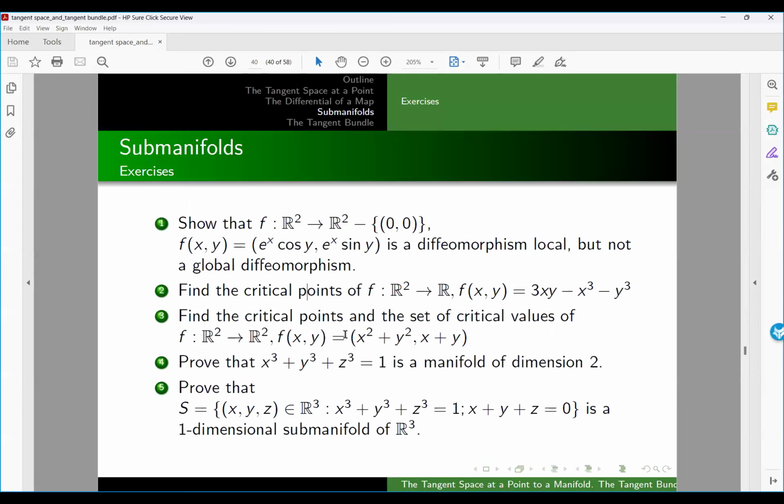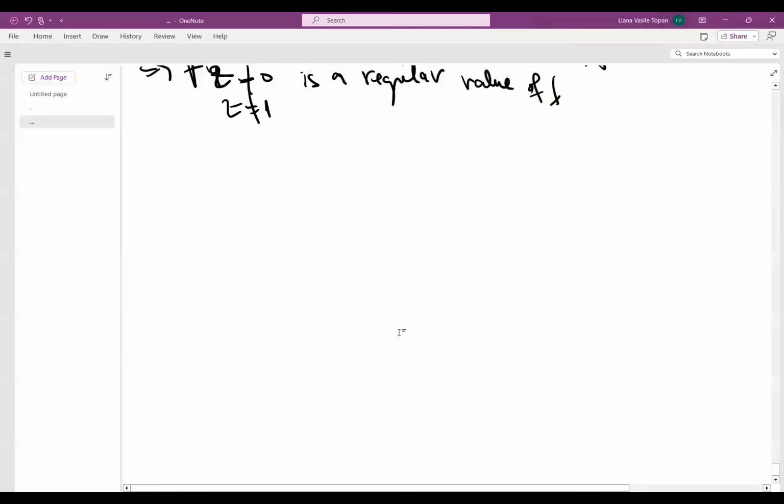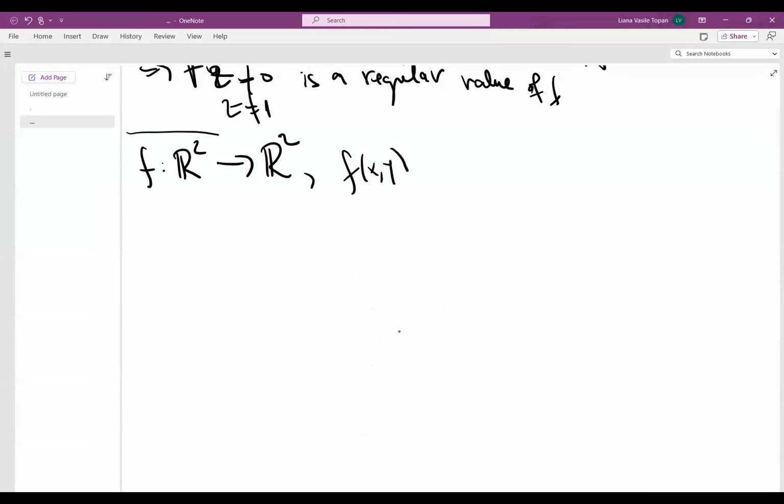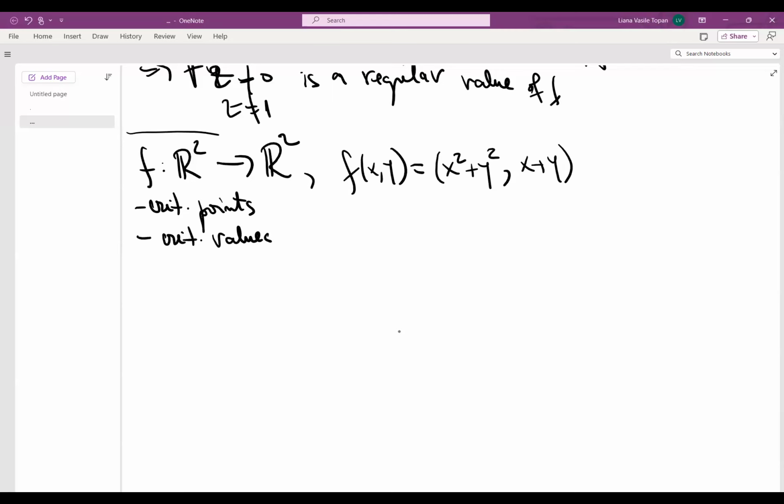Okay, let's look at another one because it's pretty easy, so you have more than just one example. So we take a function f, now defined on R squared with values in R squared, given by f of (x, y) equals (x squared plus y squared, x plus y). And again, let's find the critical points and critical values of the function, all right?